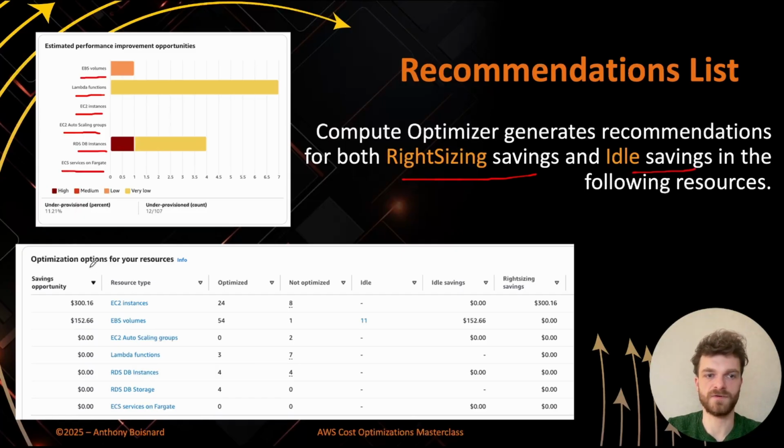So in the list of your optimization options here, you get the sum of savings opportunities, which will be the sum of idle savings and right sizing savings. And you get the number of resources that are optimized, not optimized, and idle.